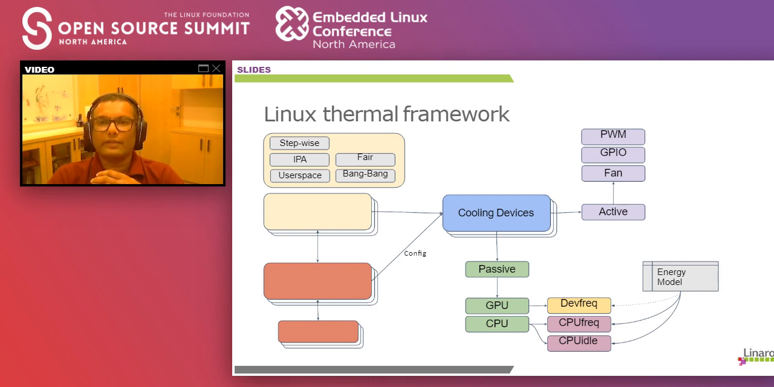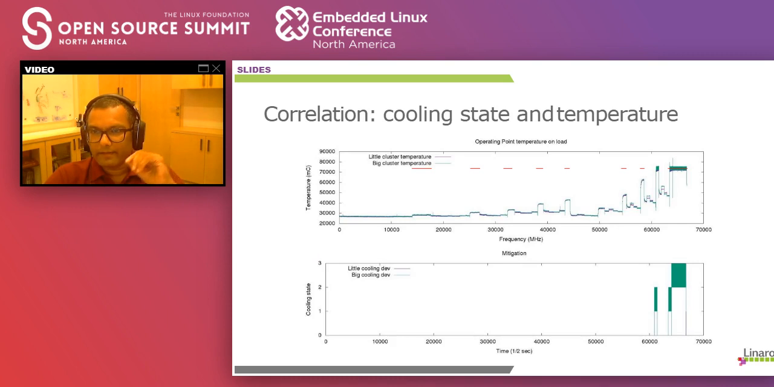The kernel also has the concept of the energy model, which basically is a table containing the performance states of a device or an IP block on the SoC and its power cost. So the CPUFreq and the CPUIdle subsystems can look up the energy model table to make the right decisions about what would be the right performance state for a CPU. And in the GPU case, there are now patches floating where the DevFreq subsystem is also starting to use the energy model.